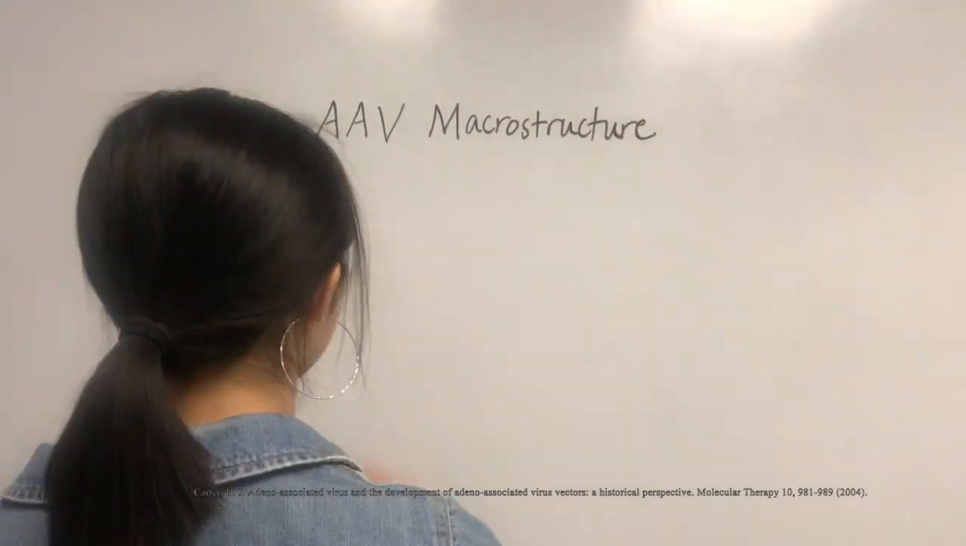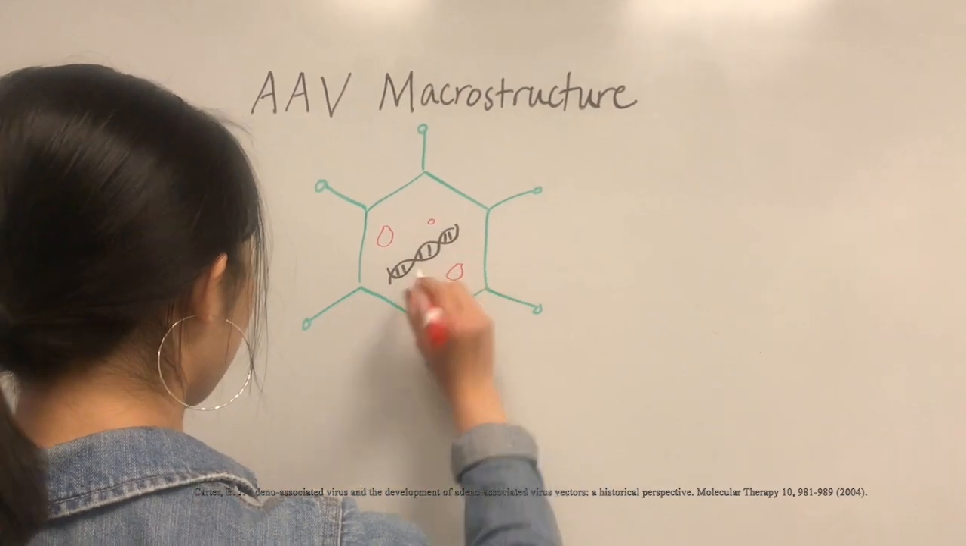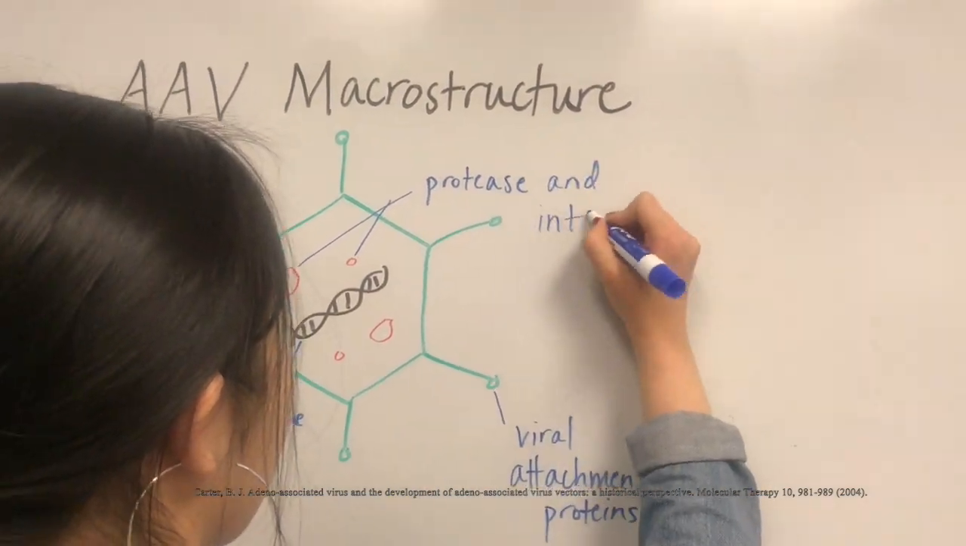AAVs themselves consist of that linear genomic sequence and the protein shell, or capsid, that encapsulates it. Within the capsid, there are pre-packaged integrase and protease enzymes.